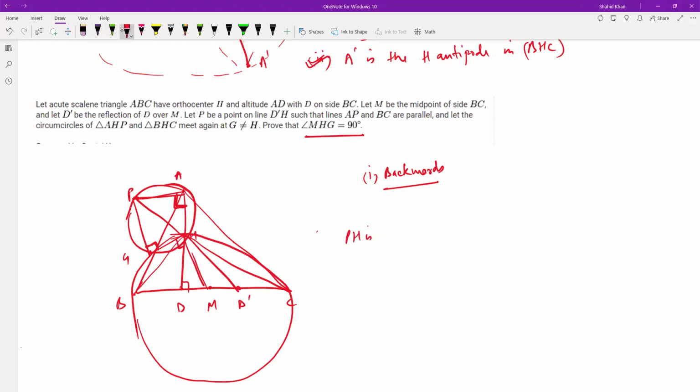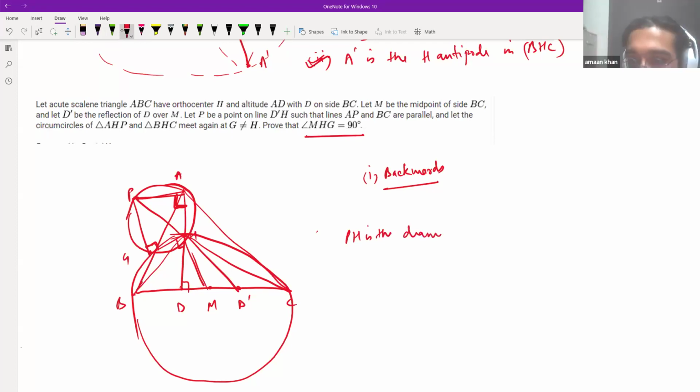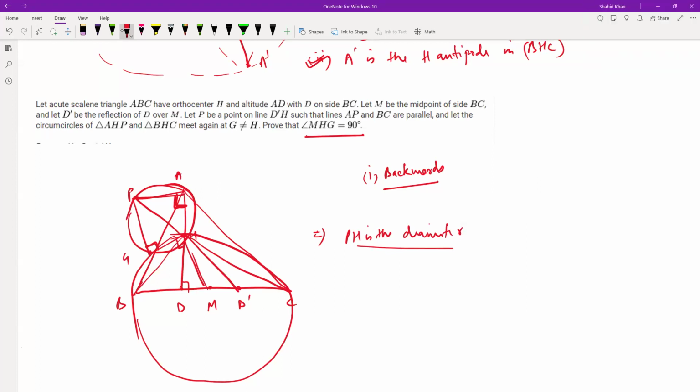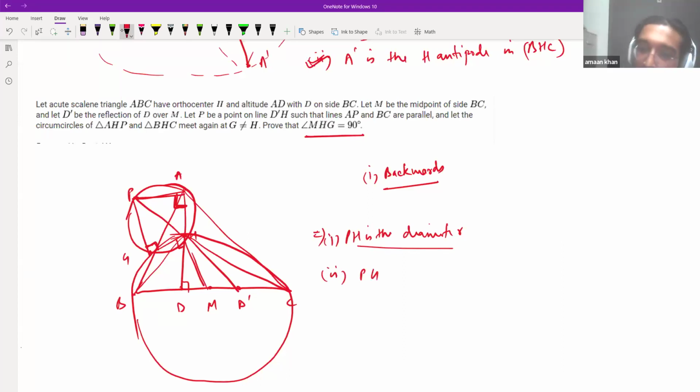Are we working it backwards? I'm just pointing out stuff first. So PH is the diameter. What can you just see straight away from the conditions? Okay, just say it all. PG is parallel to MH. So now you realize you need to show PG is parallel to MH. If you try working backwards, you need to show this.